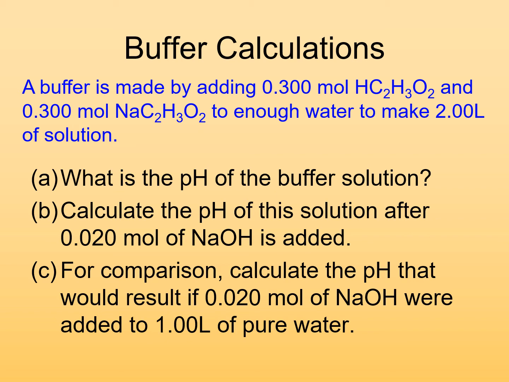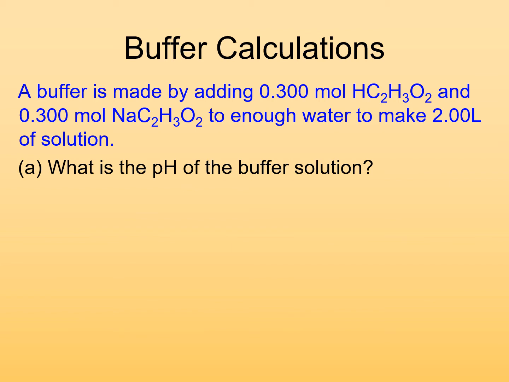So it gave us a weak acid with the acetic acid, and then a salt with its conjugate base, that acetate ion. So this is considered a buffer. And then it wants us to find the pH of the buffer after some of the base is added, and then the pH if we had base in pure water, just for comparison to show you that the pH does resist a change whenever that base is added. Let's look at the first part.